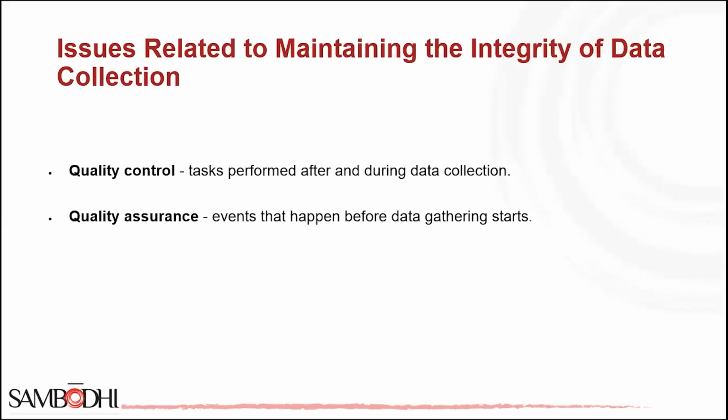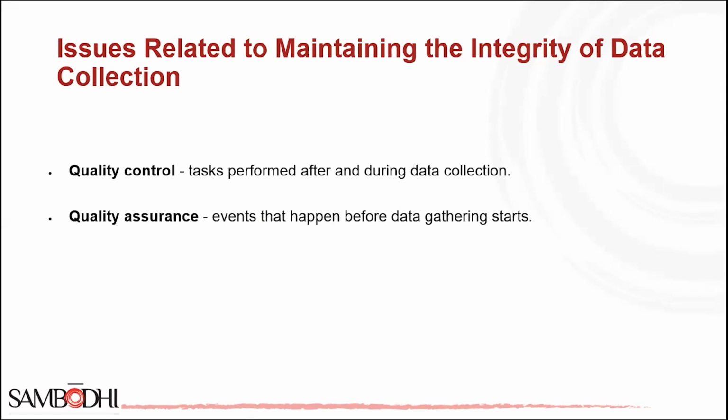Now, issues related to maintaining the integrity of data collection. In order to assess the error detection process in data gathering, whether the errors were done purposefully, as deliberate falsification, or not, maintaining data integrity is the main justification, whether the errors are systematic or random. Quality assurance and quality control are two strategies that help protect data integrity and guarantee the scientific validity of a study.